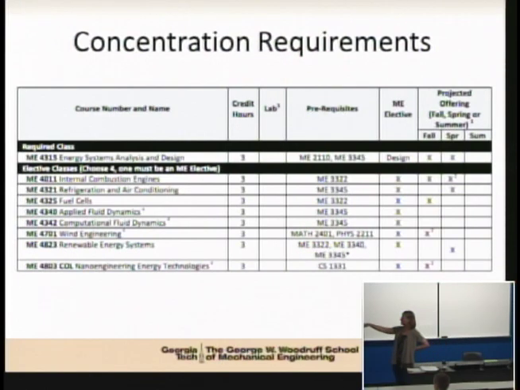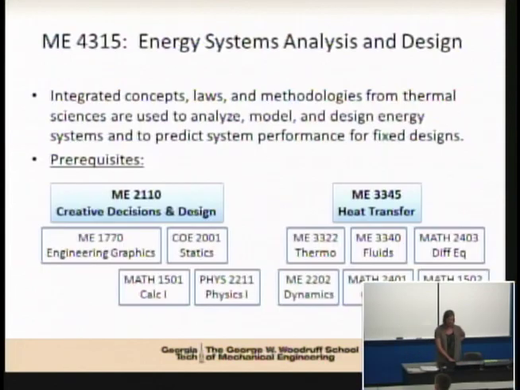Most recently, Dr. Kolar has introduced a new course in nanoengineering, and again, there's a lot of multidisciplinary crossover between energy and other fields. So if you had an interest in exploring other areas of energy that are less on the fluid thermal side, you could dabble in nanoengineering by taking that elective.